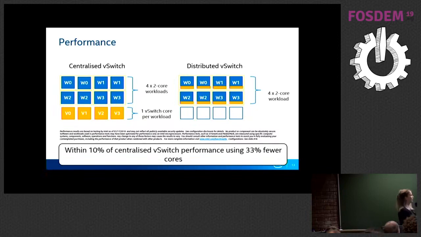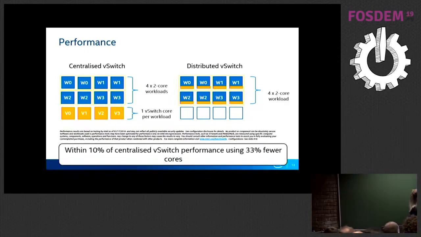And then for the distributed vSwitch, you'll see to run 4 of the workloads, we only need to use 8 cores because, of course, we're not nailing up dedicated vSwitch cores. Our vSwitch is running on the same core as the worker. That, of course, comes at a price. We're taking precious cycles away from our workload. We're not doing as much work, and in this case, the hit is 10%.